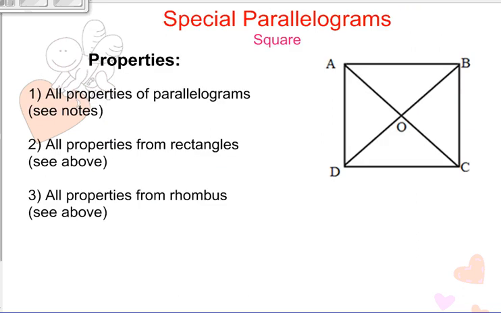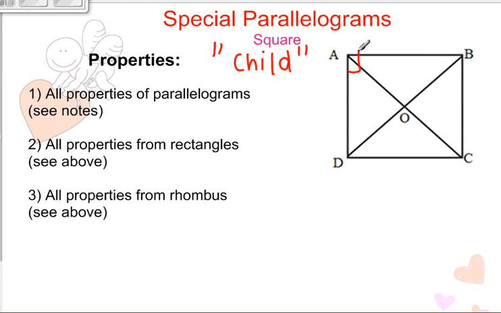The last shape we have is the square. The square is going to be the child because it holds all of the properties of grandma, mom, and dad. So it doesn't hold any of its own properties, but everything you can think about from all of the other shapes, the square holds. So it has those right angles in the corners. Its diagonals bisect and are congruent. It has the right angles there in the middle. All of its sides are congruent.